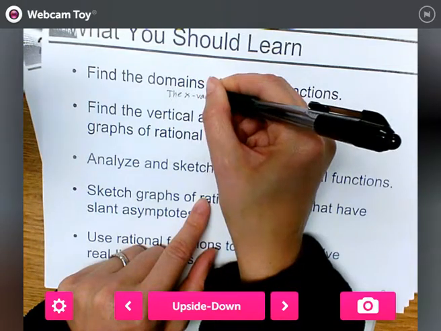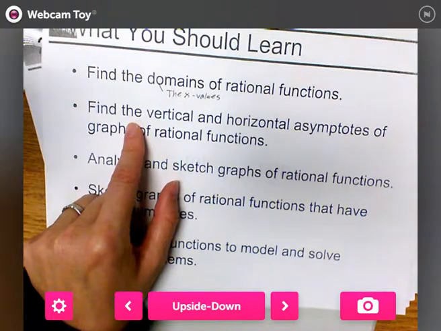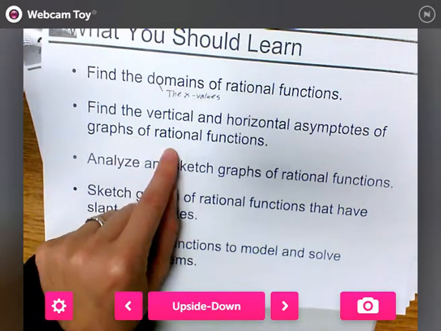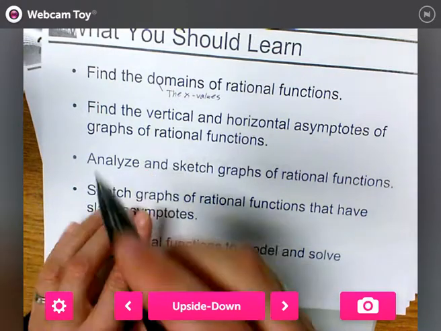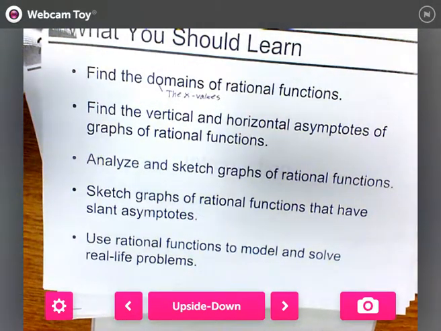Don't come here answering stuff. Okay, we're going to find the vertical and horizontal asymptotes of graphs. So, yes, you should write everything that I have up here down in your notebook. I'm in the middle of recording currently.